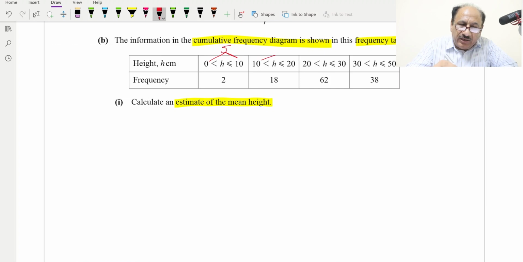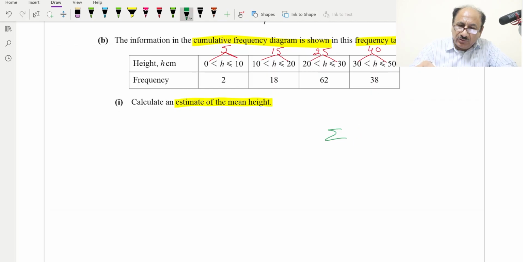The midpoint of 0 and 10 will be 5, and the midpoint of 10 and 20 will be 15. We are writing the midpoints here, and the midpoint of 20 and 30 will be 25, and the midpoint of 30 and 50 will be 40. Now for the estimation of the mean, we have a formula, and the formula is sigma fx.